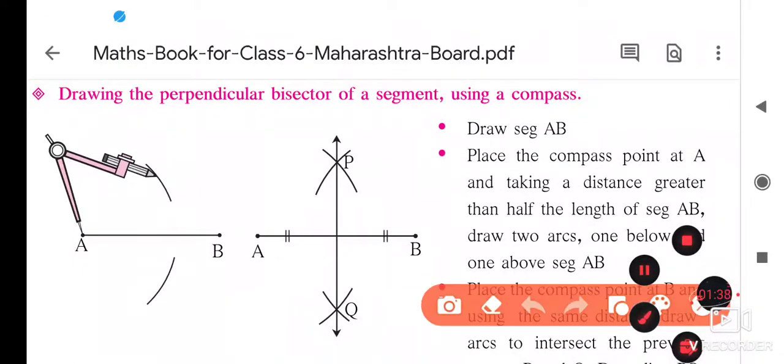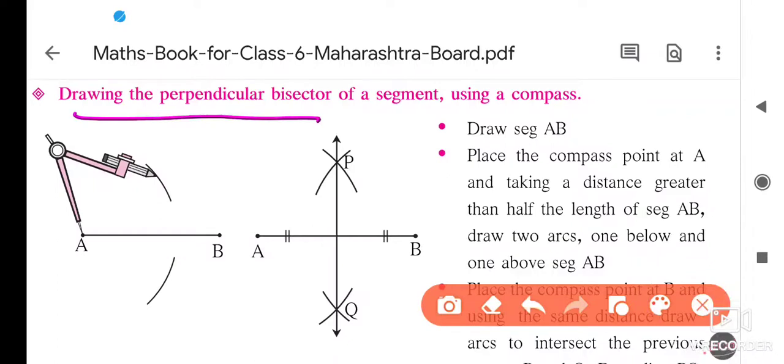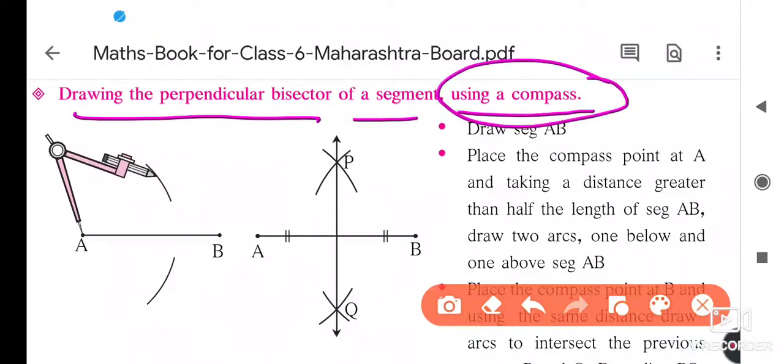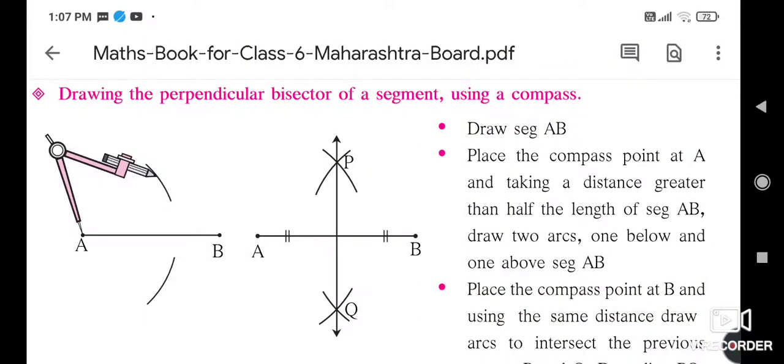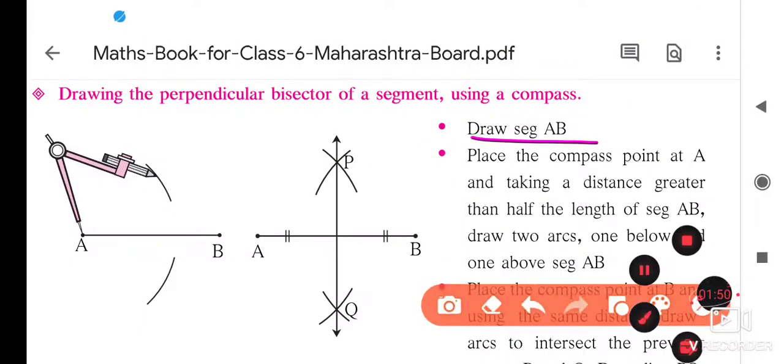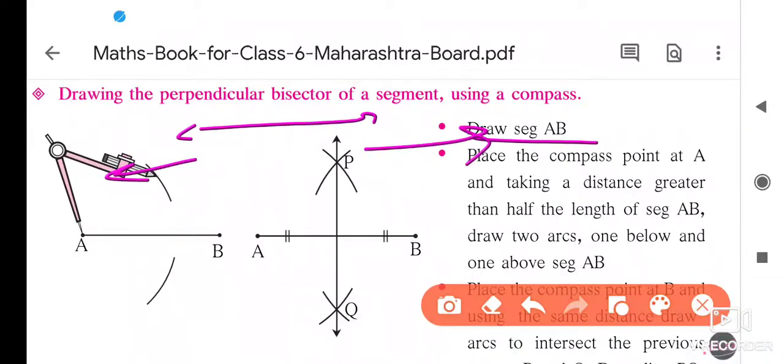So first of all, how to do this? Drawing a perpendicular bisector of a segment using a compass. So for that we have to use the compass. So for that, draw a seg AB. Here seg AB, as you know, a line means what? It extends on both the sides.